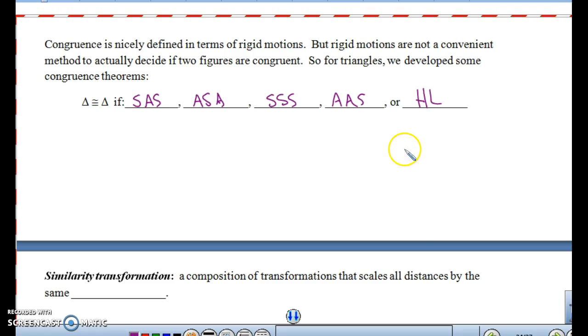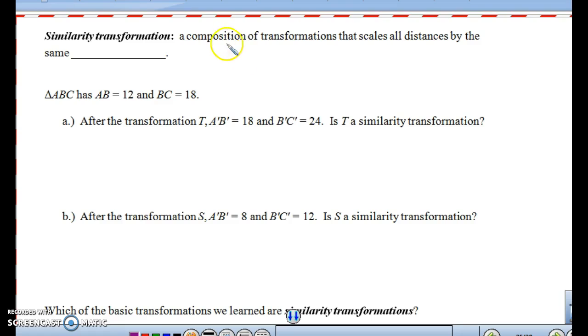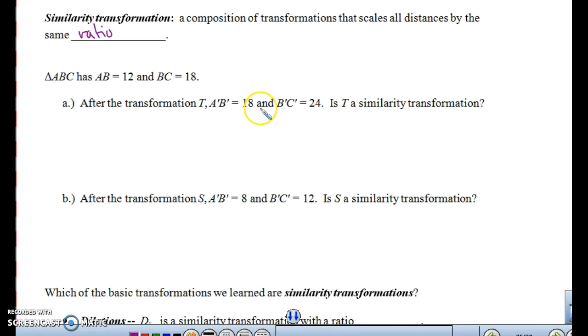Now, what we're going to be working on is proving that triangles are similar, not congruent. So we're going to be looking at similarity transformations. A similarity transformation is a composition of transformations that scales all distances by the same ratio. That means that instead of coming out with a figure that's congruent to its image, it's going to be a different size. So you are going to multiply each side by the same number.